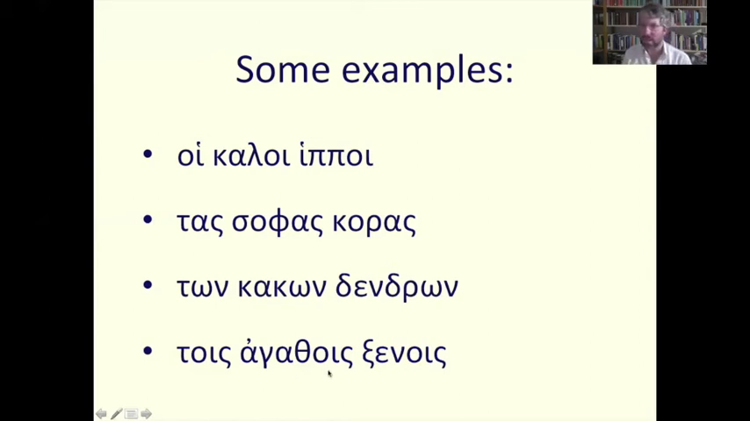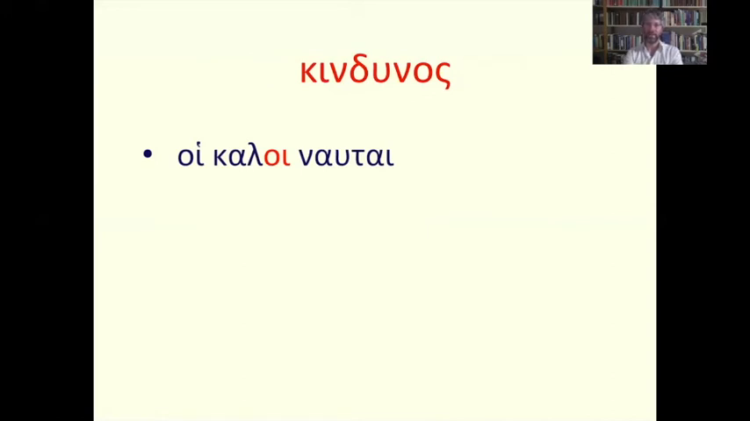So far, pretty easy. You might think almost embarrassingly easy, because you notice in all of these examples, the adjective simply has exactly the same ending as the noun. Hard to go wrong with that, isn't it? However, as often with Greek grammar, kindunos, danger. And in fact, the level of danger here is so high that I'm going to put kindunos in red. It's not always that easy. For example, kaloi nautai, the beautiful sails.